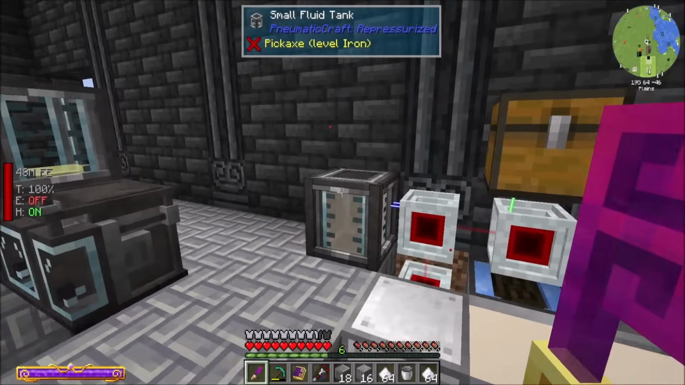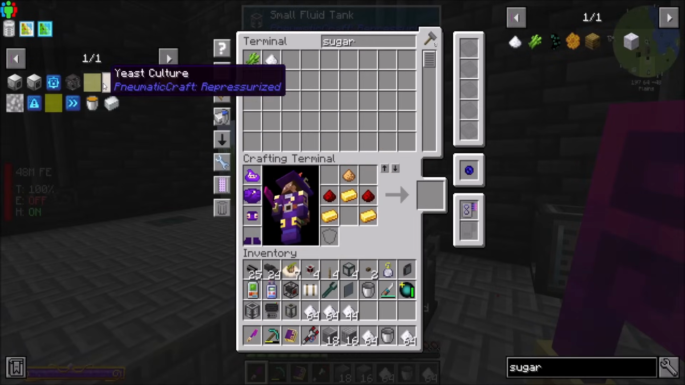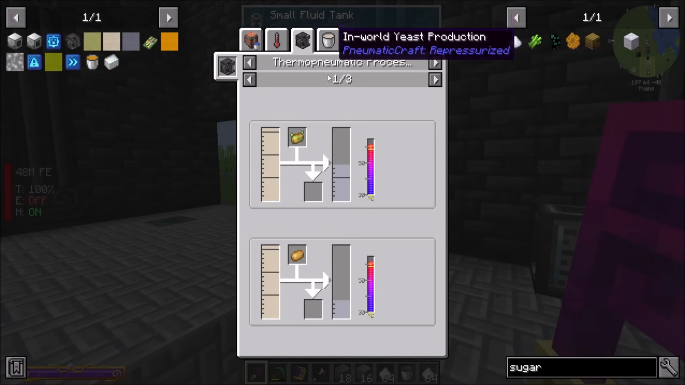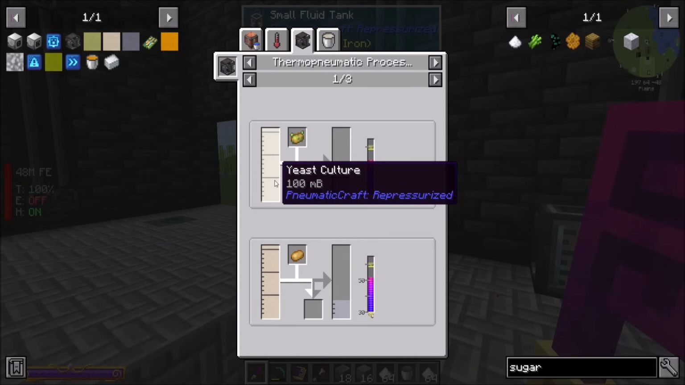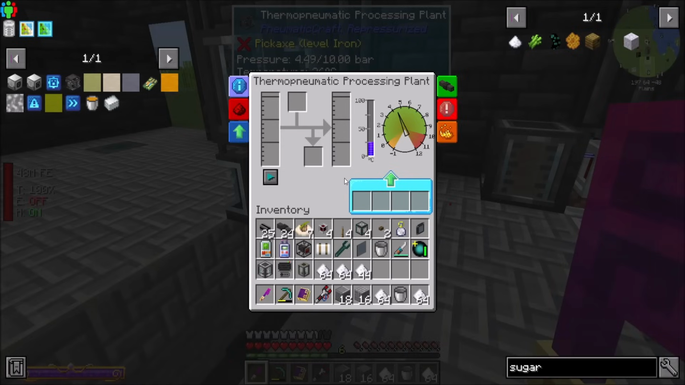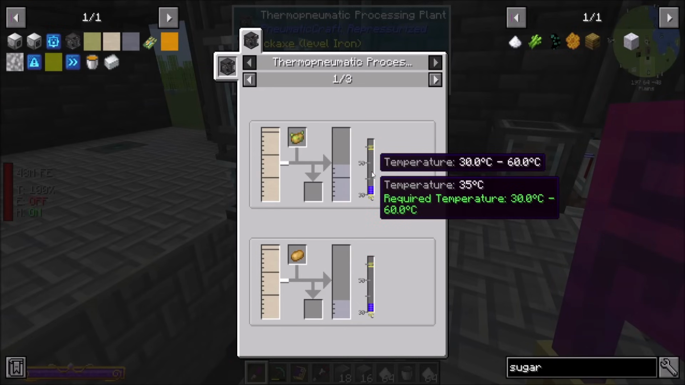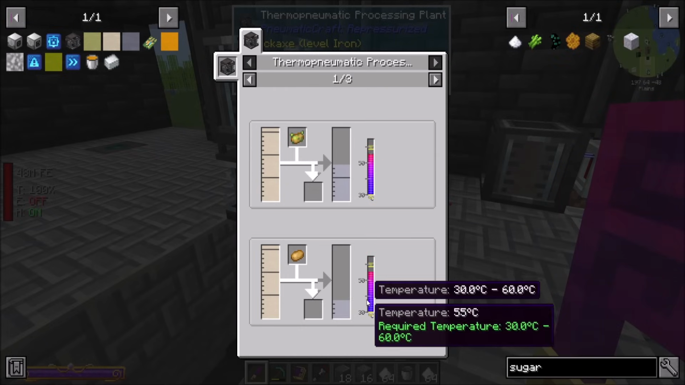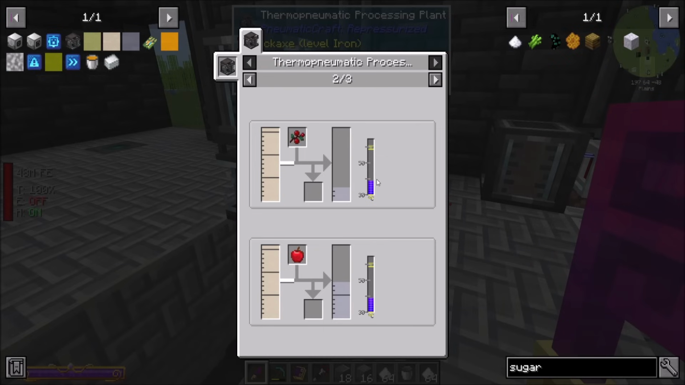All right, great. So yeast automation complete. Now talk to me about what I do with yeast. Yeast plus poisonous potato makes ethanol, right? So we're going to want to pipe our yeast into here, and that's how we're going to get ethanol. That also needs a magical temperature between 30 and 60. Yeah, that's going to be a challenge, I think. That also has to stay between 30 and 60. It's not going to be easy.